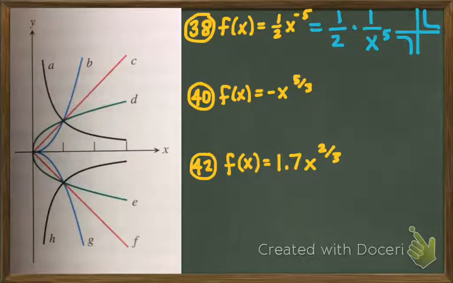Well, since this is a transformation of the parent graph 1 over x, and since our leading coefficient is positive, that means that I am looking for something that looks like what I drew in the upper right corner of your screen here in the first quadrant. So it would have to be, from these choices, A. So the answer to 38 is, in fact, A.